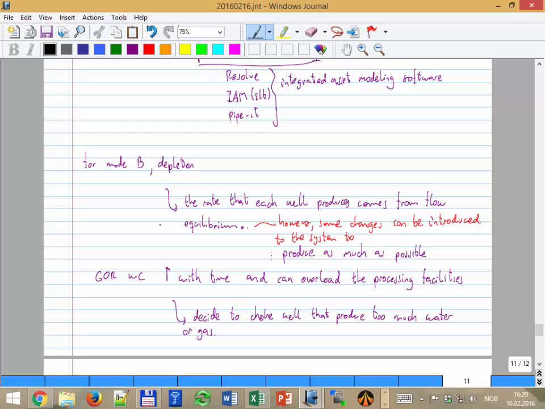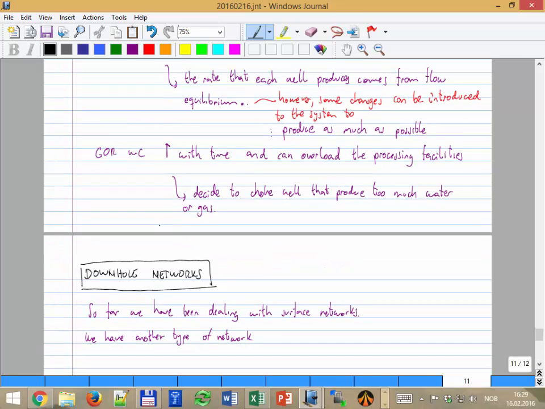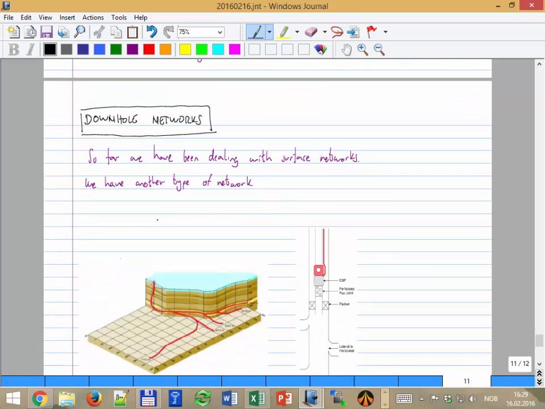Okay, we might decide, if we get too much water, to close or begin to choke one well, or begin to choke another, or maybe put some boosting, but at the end we have a unique solution. Okay. Now networks, we can also find downhole, like you see in the case here of a deviated horizontal well with a lot of branches.